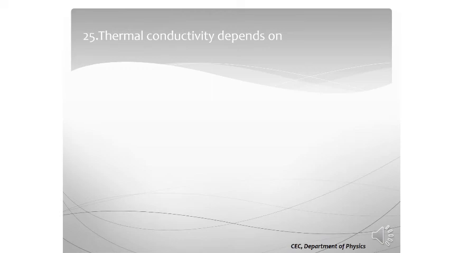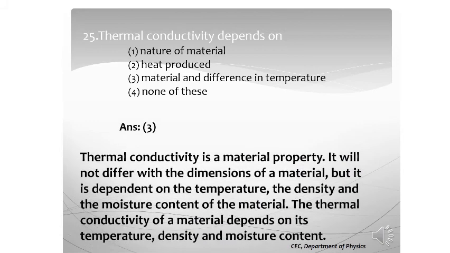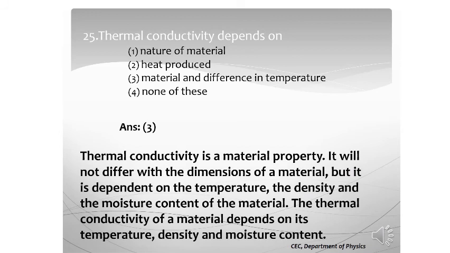Next, thermal conductivity depends on nature of material, heat produced, material and difference in temperature, or none of this. Answer is 3. Material and difference in temperature. Thermal conductivity is a material property. It will not differ with the dimensions of a material, but it depends on the temperature, the density and the moisture content of the material.